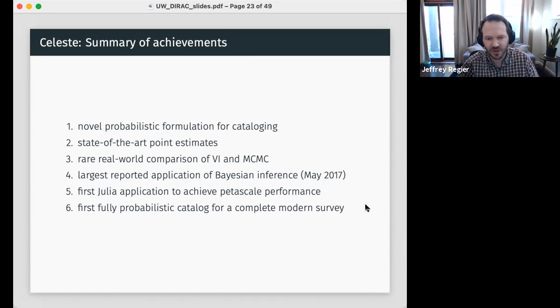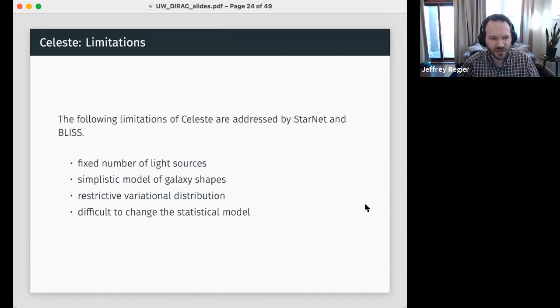So many things worked well here, but there were also some pretty severe limitations of this previous work. The first one I glossed over when telling you about the model: I said there were capital S light sources. That capital S gets determined by a pre-processing routine. There's nothing statistical about the capital S.